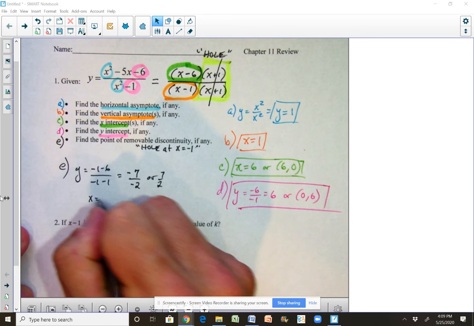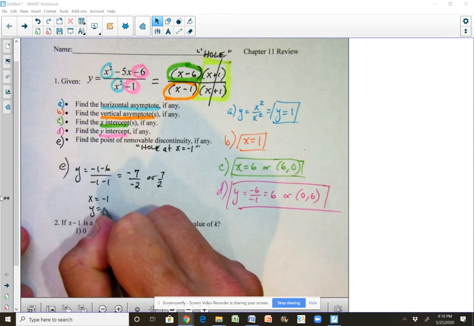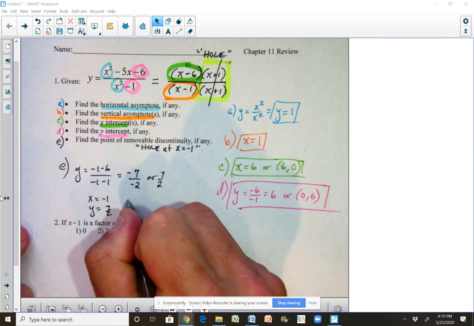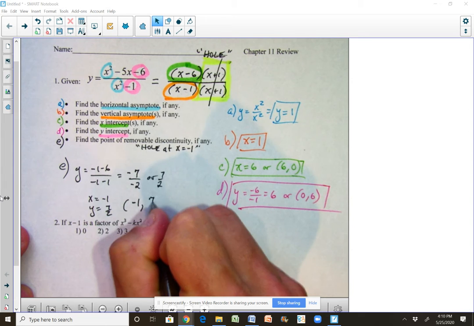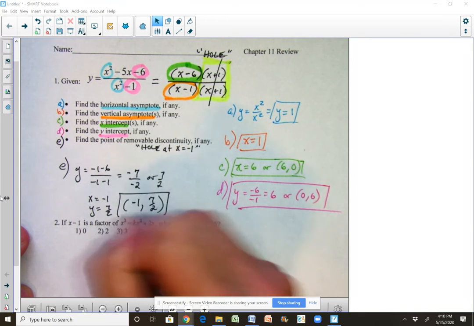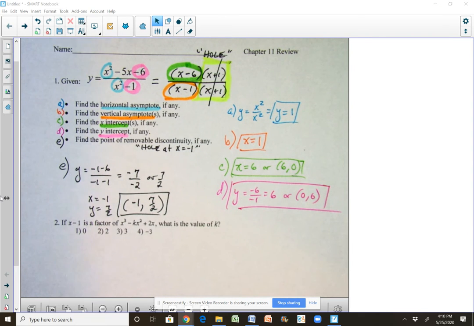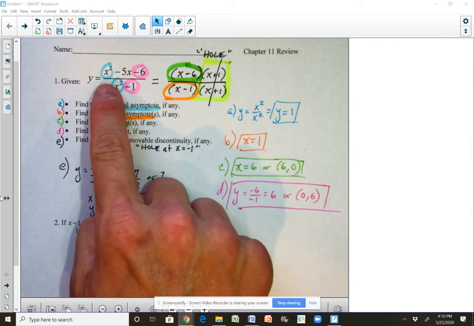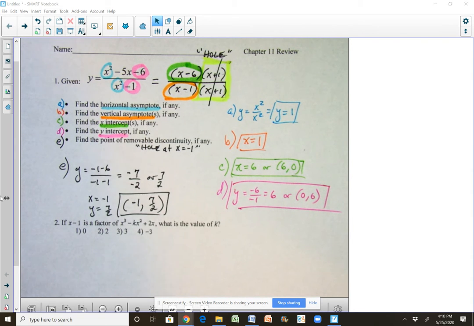So when x is equal to -1, y comes out to be 7/2. So here's your point of removable discontinuity. It's going to turn out to be (-1, 7/2). Okay? And again, you can verify all that information. If you were to just plug this into y1 and graph it out, you'll see all the same stuff.